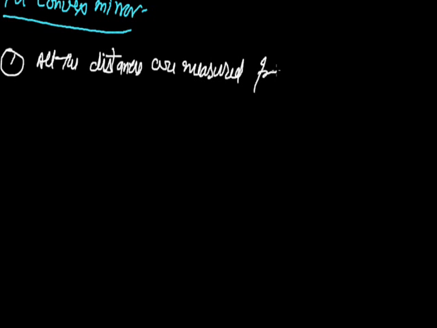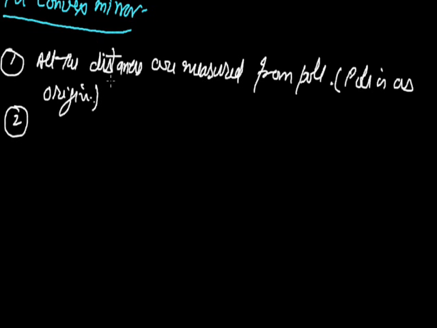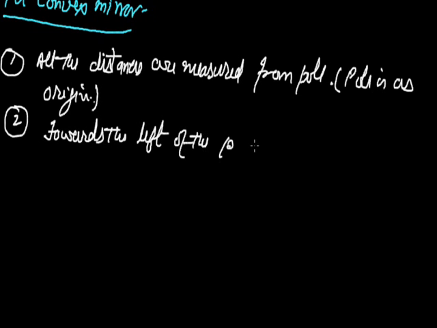Number one, all the distances are measured from the pole. This pole is the origin. Towards the left of the pole, distances are measured negative. Distances will be negative.